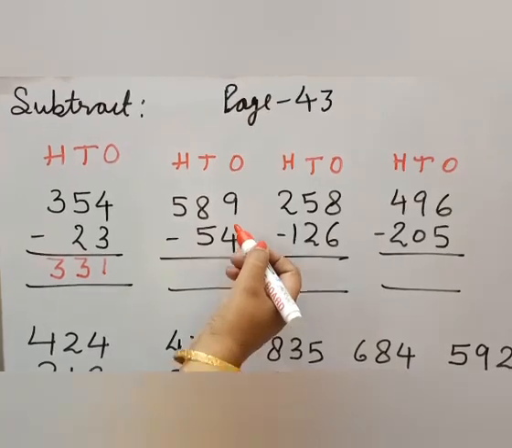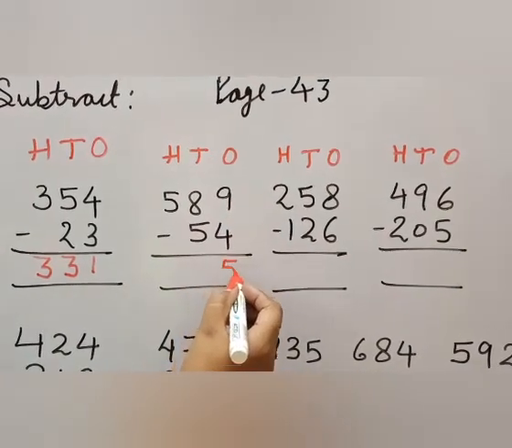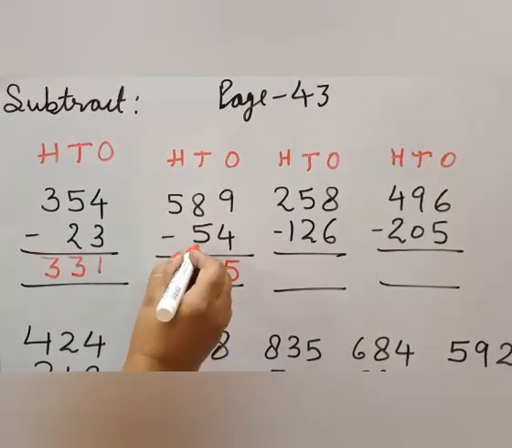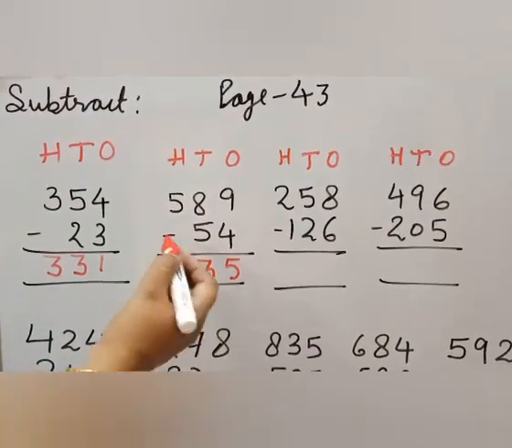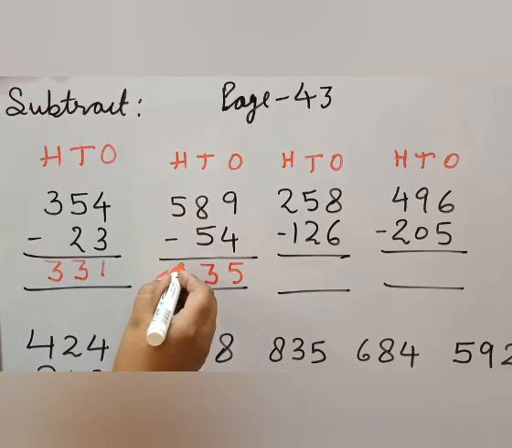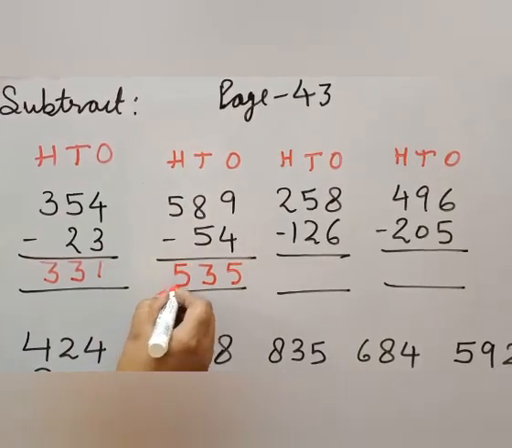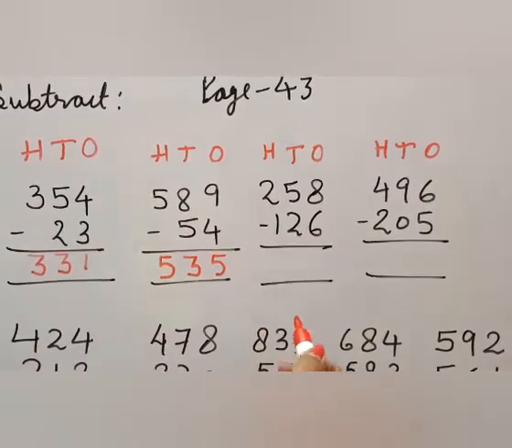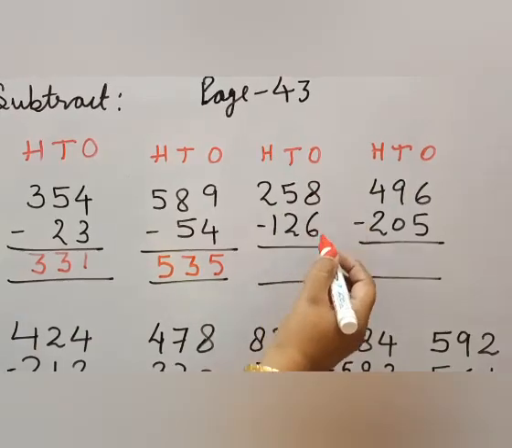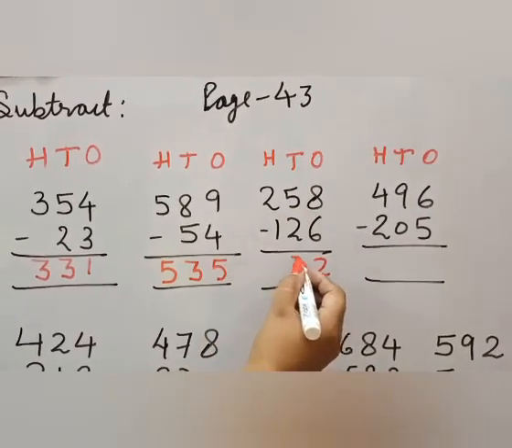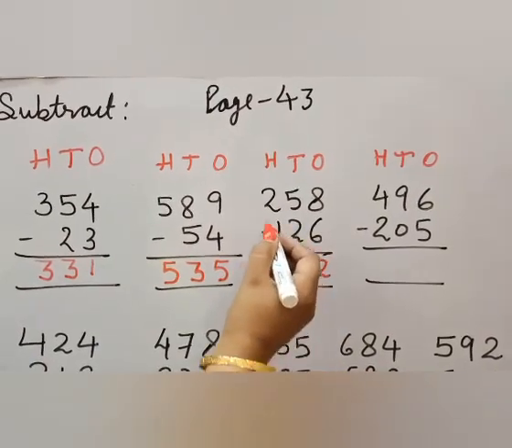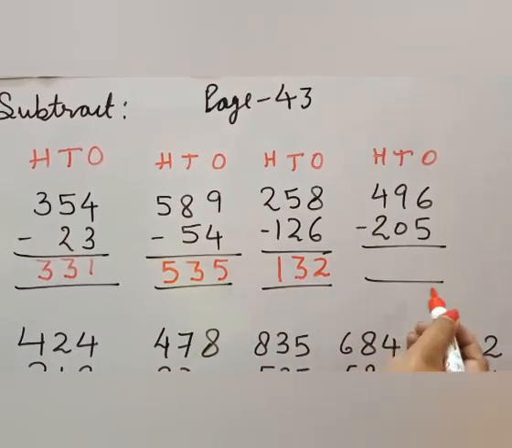Here subtract 4 from 9. The answer is 5. Next subtract 5 from 8. The answer is 3. Again nothing is here. So we will write 5 on the hundreds place. Next sum. Subtract 6 from 8. The answer is 2. Subtract 2 from 5. The answer is 3. When we subtract 1 from 2, we get 1.